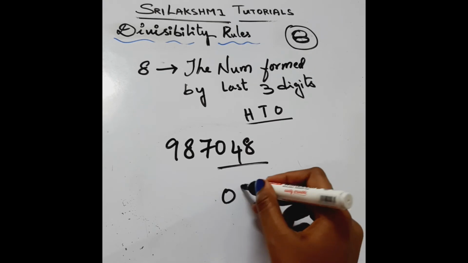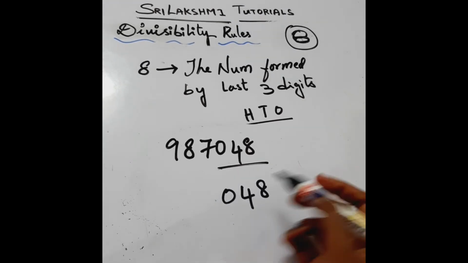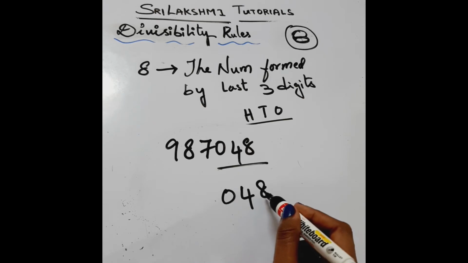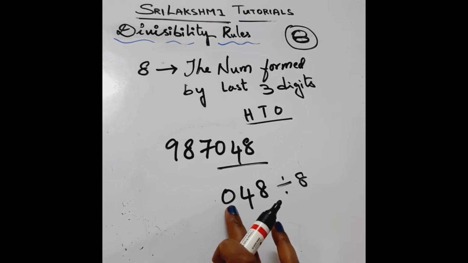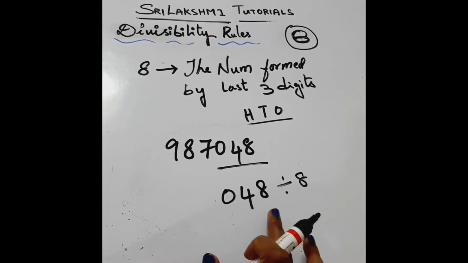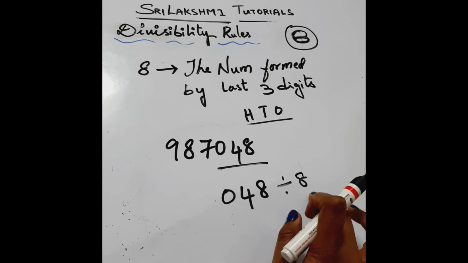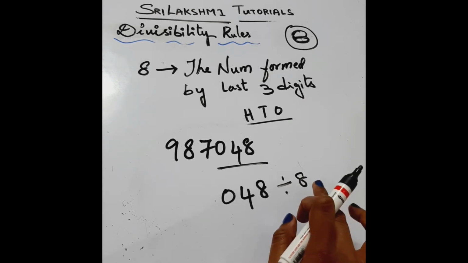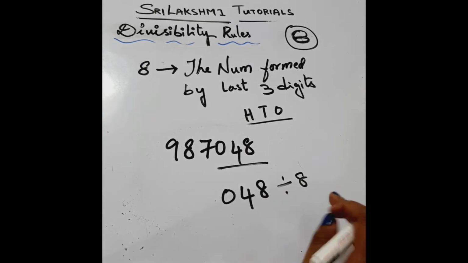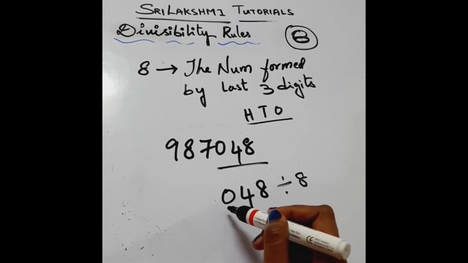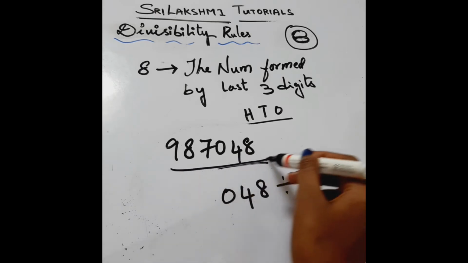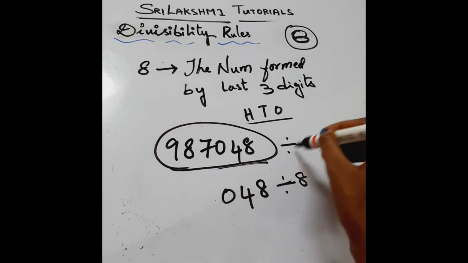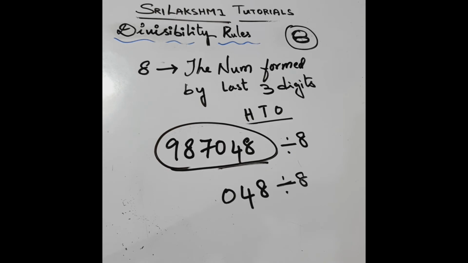What is the number formed by the last 3 digits? It is 048. Is it divisible by 8 or not? Let us check it. Here the hundreds place is 0, so consider only 48. Is 48 divisible by 8? Yes. 8 fives are 40, 8 sixes are 48. So the number formed by the last 3 digits is divisible by 8, and the given number is also divisible by 8 exactly.